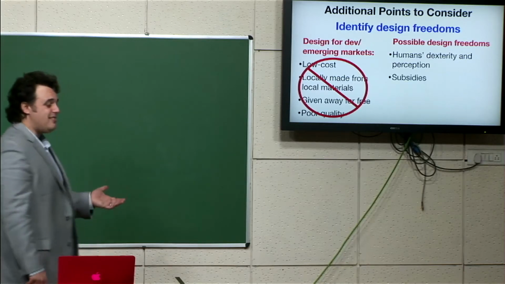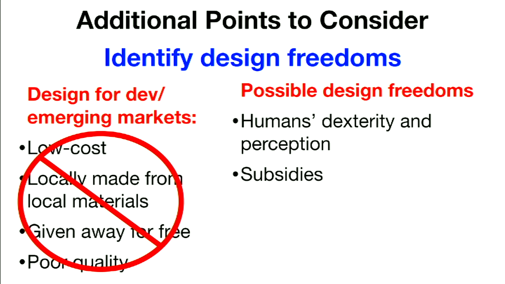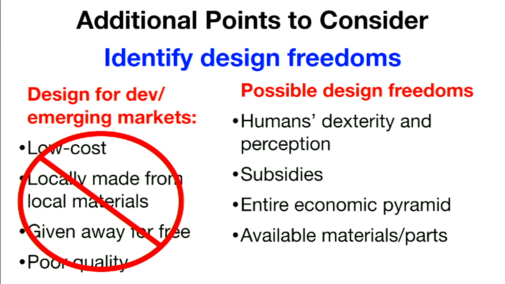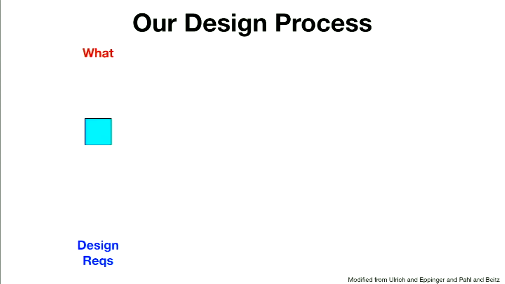Things like subsidies. Subsidies change in every country. For agriculture in this country, you have really powerful subsidies, way more so than we even have in the US. Think about the entire economic pyramid, not just the poorest of the poor, but what does the whole ecosystem look like? Are there specific parts and materials that are easily available in this country, but maybe not somewhere else? Are there different environments? For example, doing solar powered systems in India is easier than in Boston. You have a lot more power available from the sun.